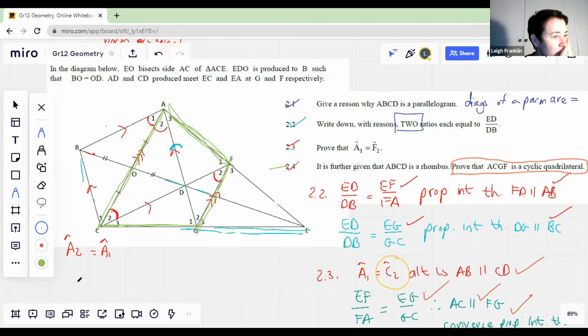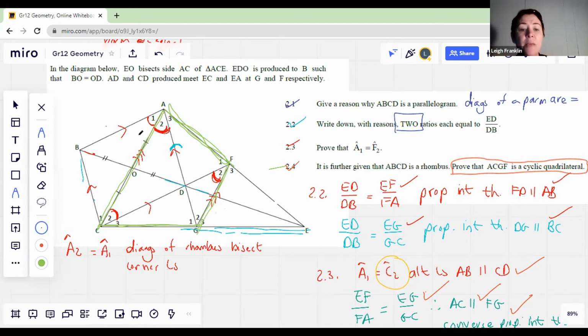Reason: diagonals of a rhombus bisect corner angles. There isn't an abbreviation for this, unfortunately. Okay, so A1 equals A2. We know that A1 equals C2, but we also know that A1 equals F2. That's what's important for us here. Can you see if we can show, which we can do, that angle A2 equals angle F2? We have proved that they are angles in the same segment. Hence, ACGF will be a cyclic quadrilateral because of converse angles in the same segment.